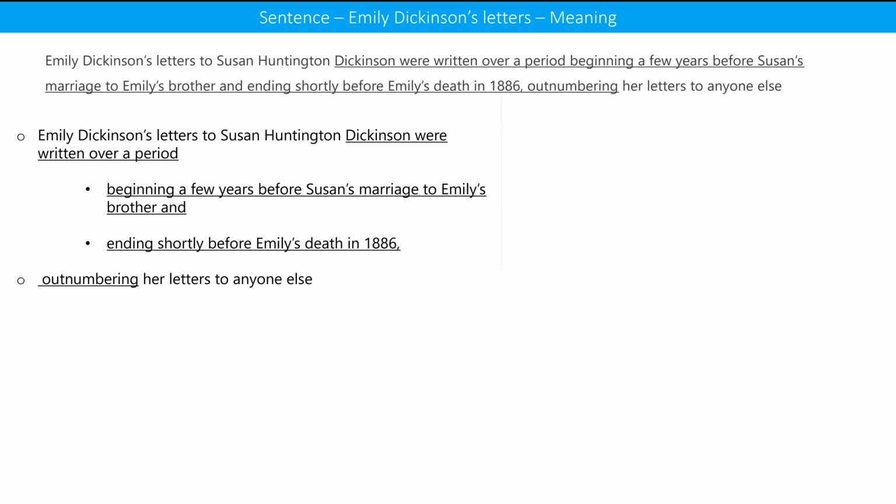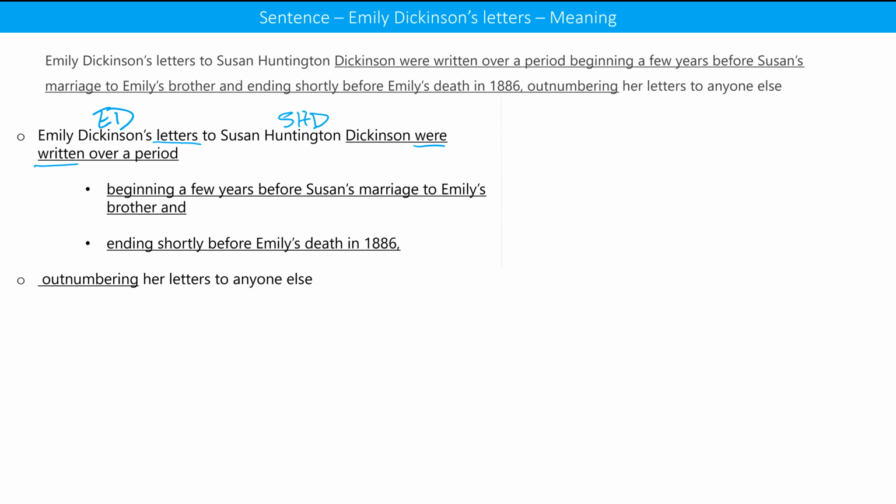So as we do this, we read: Emily Dickinson's letters to Susan Huntington Dickinson were written over a period. So right away, I know that I have these letters from Emily Dickinson. I'm going to refer to her as ED moving forward, just to make things easier. So I have letters, and these letters were to Susan Huntington Dickinson, so we'll refer to her as SHD. And these letters were written over a period.